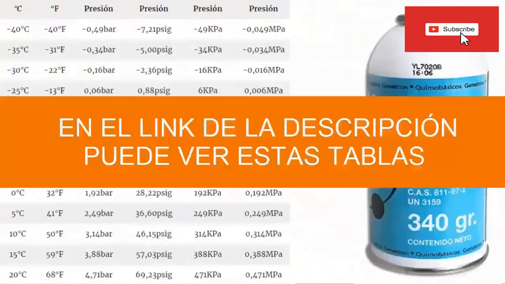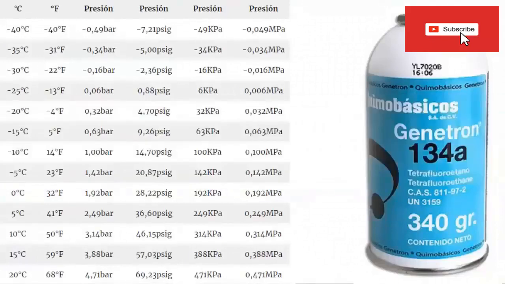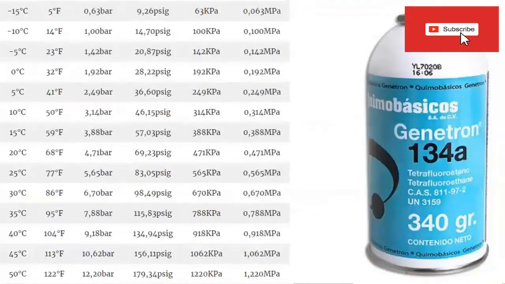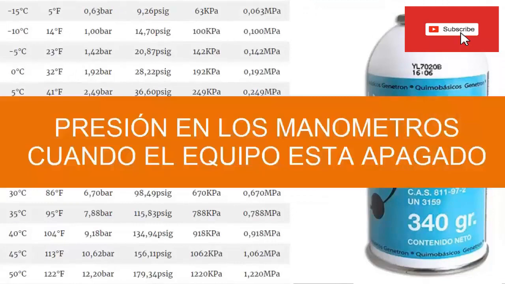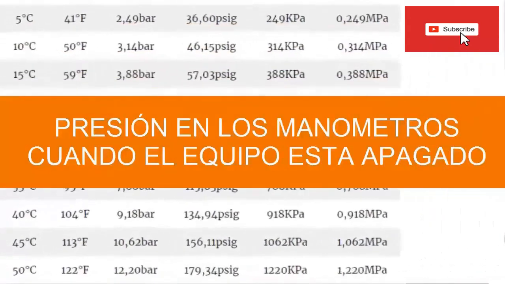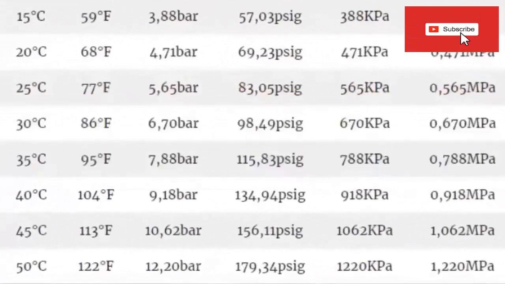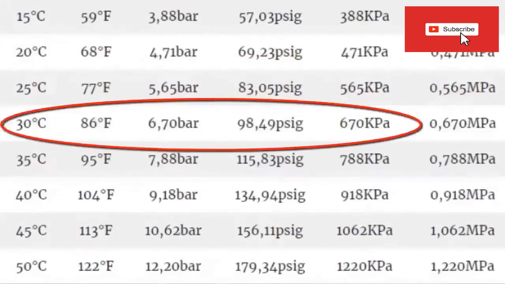In some cases it is useful to know the pressure of the equipment when it is turned off and the high pressure or that of the condenser. Let's see them. 1. For an external environment temperature of 30 degrees Celsius, the equipment turned off at this temperature has a gauge pressure, both high and low, according to the table, of 6.70 bar, equivalent to 98.49 psig or 670 kilopascals.